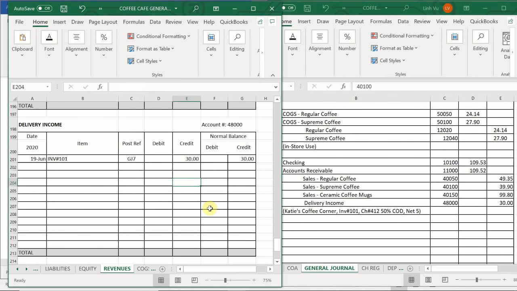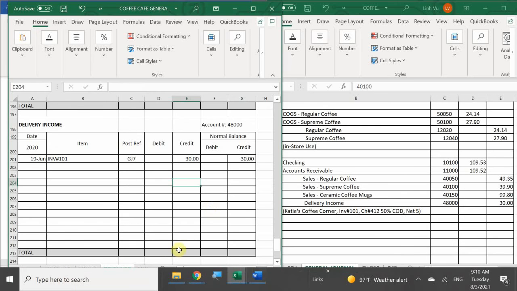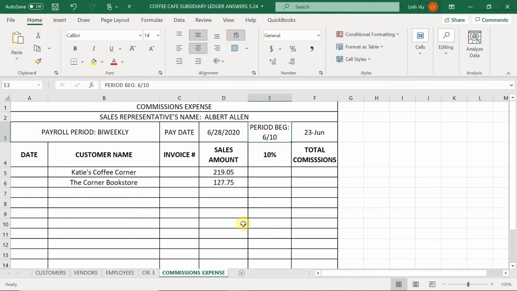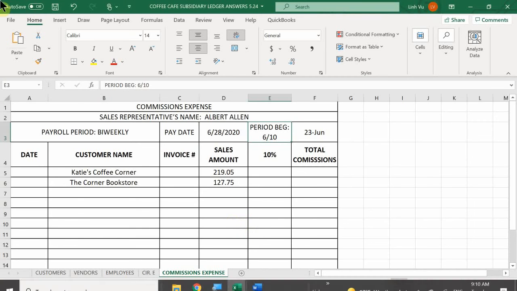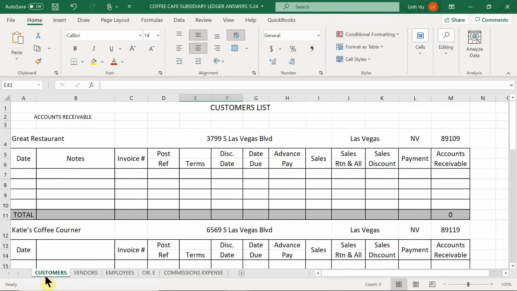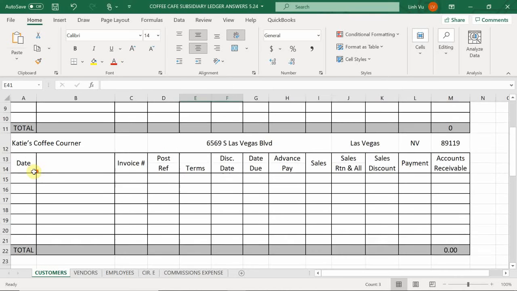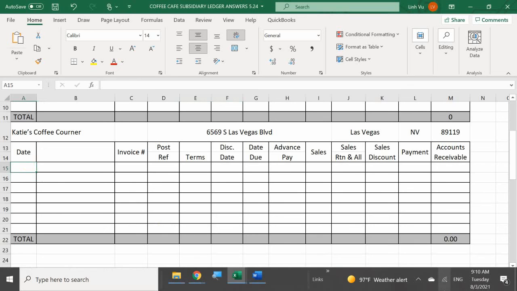Right. So now that we finally finished updating each account here, now we can go to the subsidiary ledger because we dealt with someone. Now, who did we deal with? A vendor, customer, or an employee? Customer. We dealt with a customer. So Katie should be the second table down.